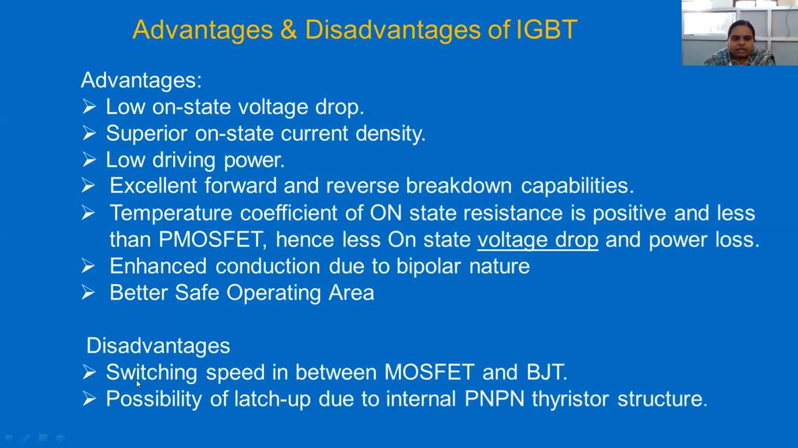What about the disadvantages? The switching speed lies in between the MOSFET and the BJT. From MOSFET to BJT, it has a switching time. There is also a delay time, both in the off position and in the on position. In both positions, we have to wait for certain intervals, right? We call that the delay time. That is a disadvantage of the IGBT. Then there is the possibility of latch-up due to the internal PNPN thyristor structure. Latch-up means changing from one conduction state to another state. Okay, those are the two disadvantages of this IGBT.